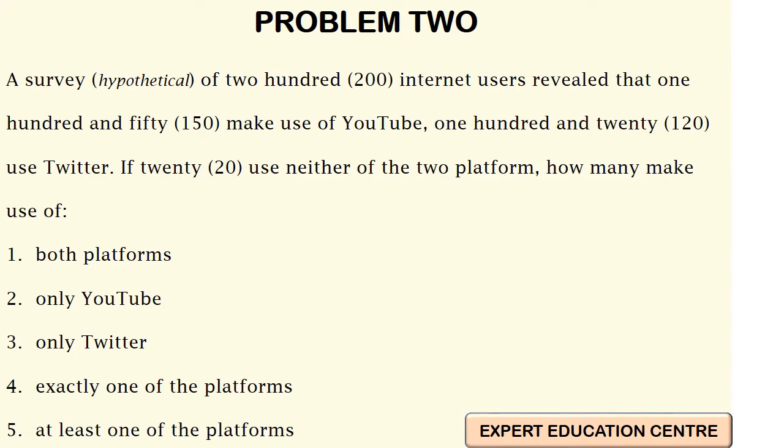Problem 2. A hypothetical survey of 200 internet users revealed that 150 make use of YouTube, 120 make use of Twitter. If 20 use neither of the two platforms, how many use 1, both platforms, 2, only YouTube, 3, only Twitter, 4, exactly one of the platforms, and 5, at least one of the platforms.